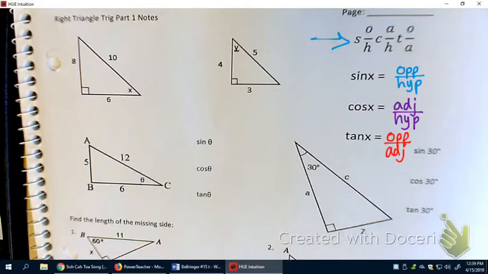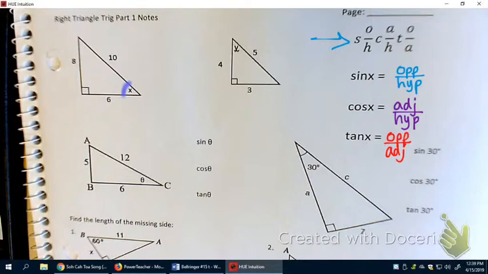On the first one, the 8, 10, and the 6, notice that there's an X down there at the bottom. That means that we're going to start off with this angle. The opposite and the adjacent change depending on which angle you're looking at. That's what the song said: it matters which angle you start with. So you always think about, where's my angle I'm starting with? I'm starting down there at X.